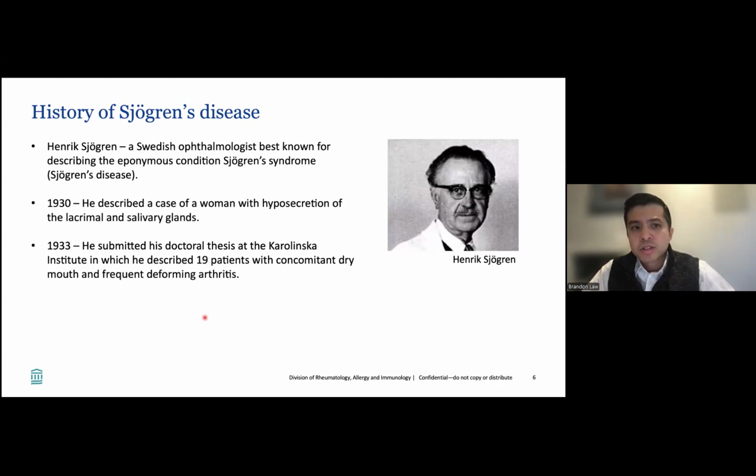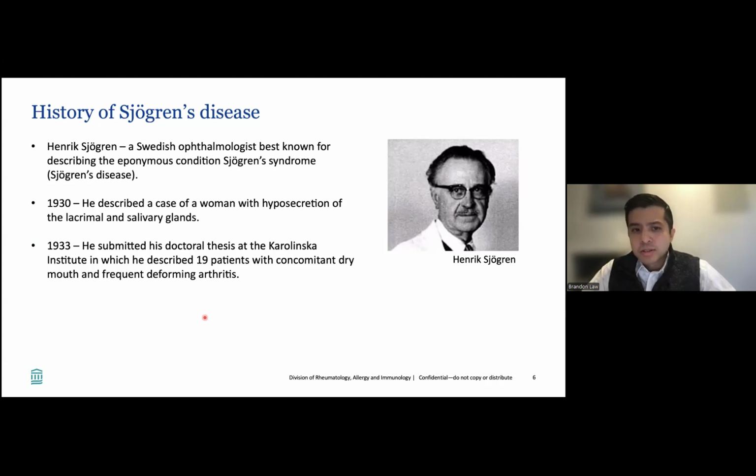It was first described by Heinrich Sjögren, who was a Swedish ophthalmologist, who called it Sjögren's syndrome, and we now sort of are using the term Sjögren's disease instead, but those are two of the same things. And back in the 1930s, he had described a case of a woman with what we call hyposecretion of the lacrimal and salivary glands, which is basically a scientific term for not a lot of tears, not a lot of saliva. And there was a thought at the time that maybe this was due to an autoimmune disease attacking those glands.